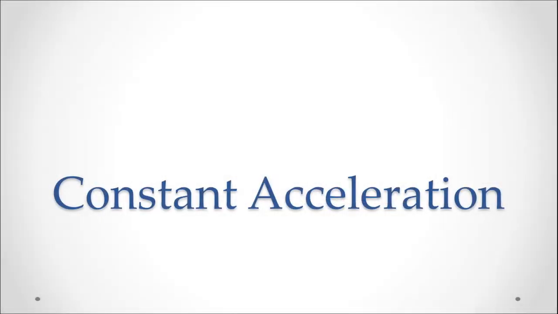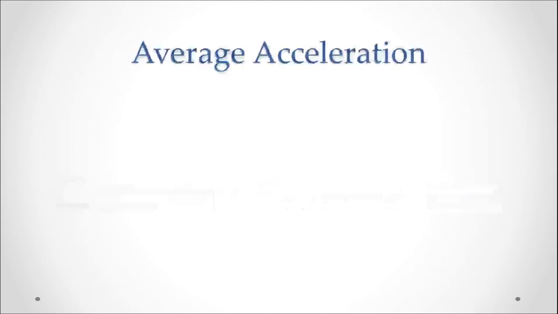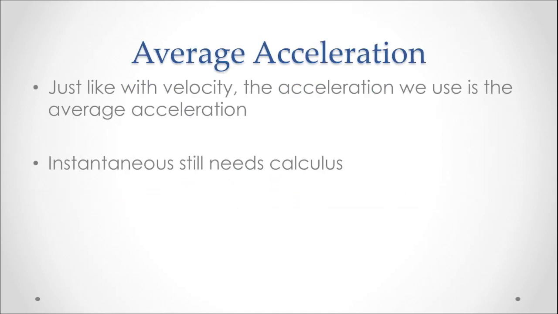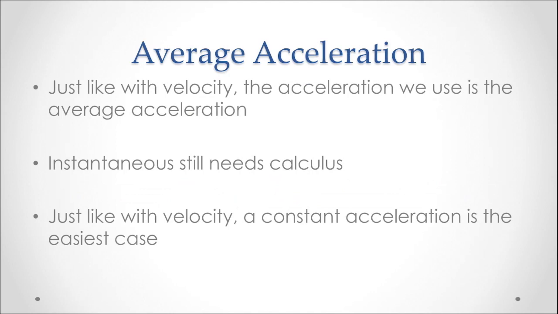Welcome to Physics 11, Kinematics, Lesson 5, Constant Acceleration. Just like with the velocity, the acceleration we use is always going to be an average acceleration because instantaneous still needs calculus. We still have a delta t on the bottom of a fraction, and for that to become zero, we still need calculus. Just like with position and uniform motion, a constant acceleration is always the easiest case.